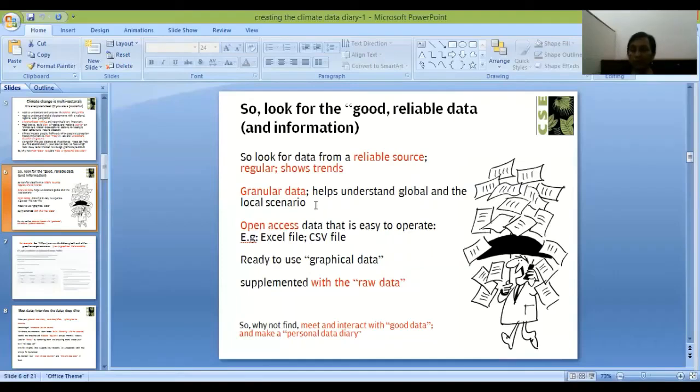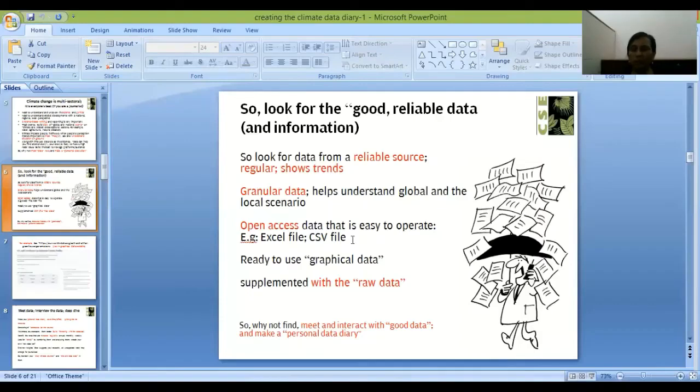You should look for data that's easy to operate upon, which means the data in open access format will be very easy to use, and it's a friendly format for all of us. And the good news is most of the very good websites, nationally and internationally, believe in this. They have made data available in the open access format. That means data that we can just simply import and start the analysis, and also visualize them graphically.